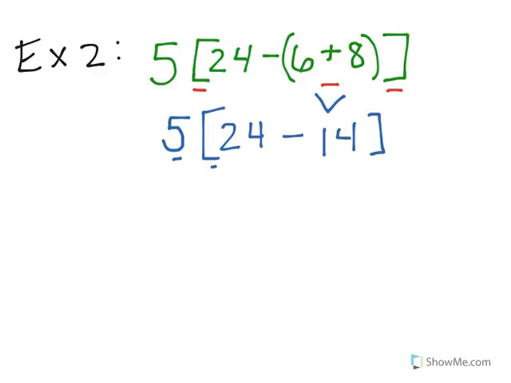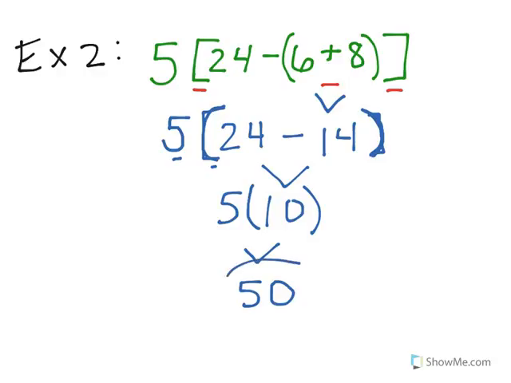So again, we can even make these a little circular too. We can forget that they're in brackets and now just treat them as parentheses. So we're going to do 24 minus 14, which is 10. And then bring down the 5. 5 times 10, which is 50. And that would be my final answer. So again, with these two sets of parentheses, or the brackets and the parentheses, we're going to work from the inside out.